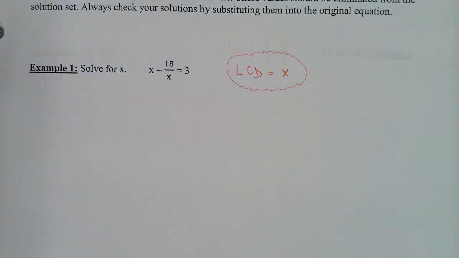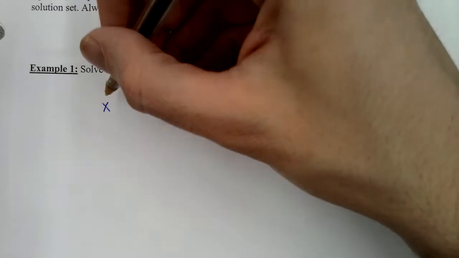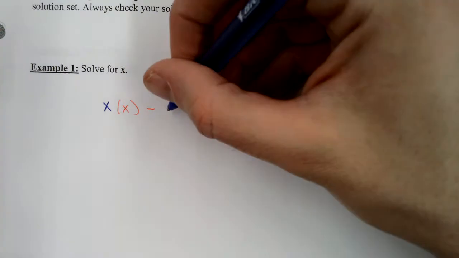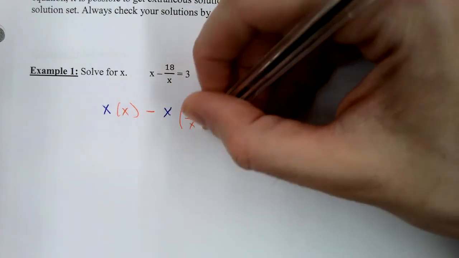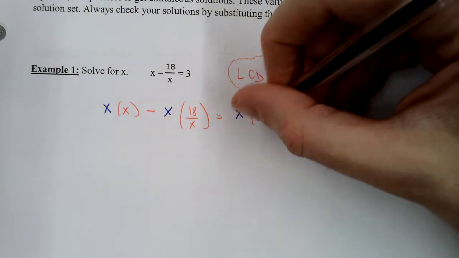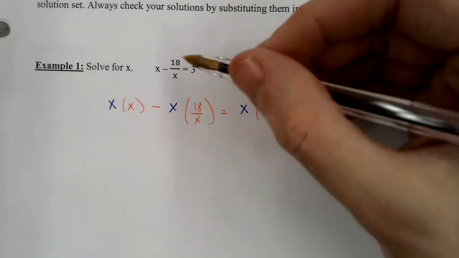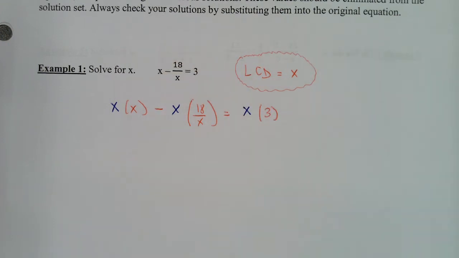Now I'm going to multiply each term by the LCD. So I'm going to do x, my LCD, times the first term, which is just x, minus the LCD times the second term, equals the LCD times the third term. I'm doing the LCD in blue so you can see the difference. I took my least common denominator, which is x, and multiplied it by all the terms in the original equation. Not some of the terms, all the terms. Okay, let's see what we get.